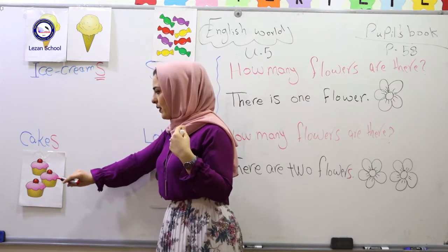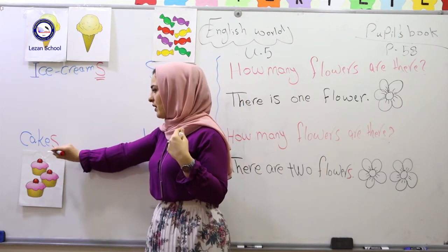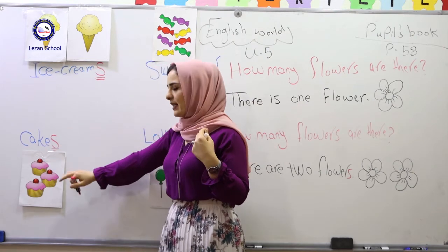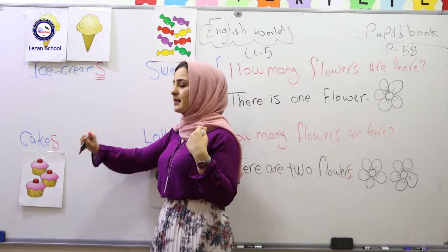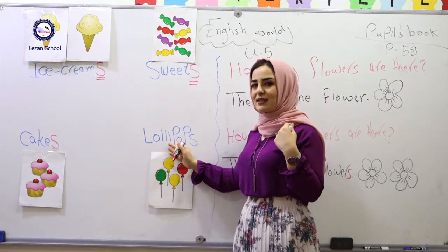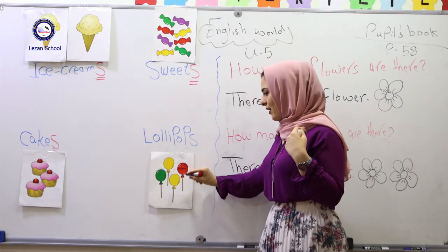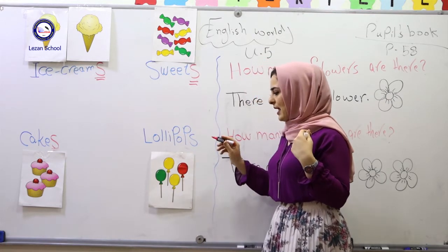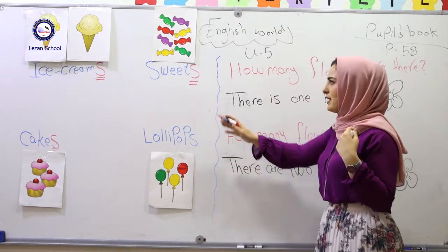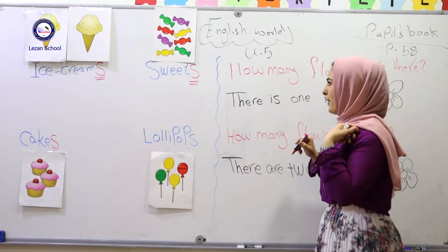Cakes. There are three cakes. You have to add S at the end. Lollipops. There are four lollipops. Let's connect these vocabularies with grammar point.